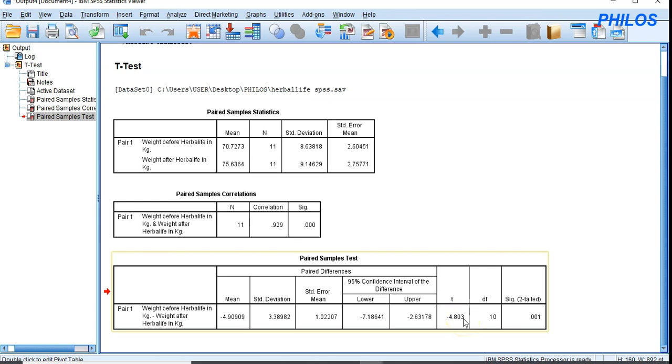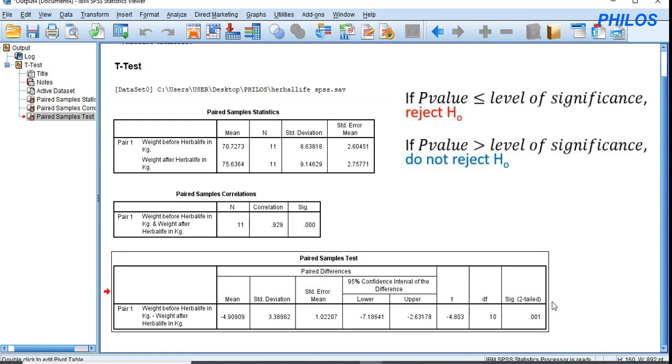Now to decide whether to reject the null hypothesis or not, I'm going to show you three methods of doing that. Now the first method is the p-value method. For the p-value method, first write this rule down. The rule is that if the p-value is less than or equal to the level of significance, then the decision is to reject the null hypothesis. But if the p-value is greater than the level of significance, do not reject the null hypothesis.